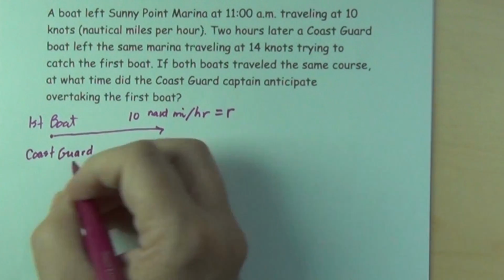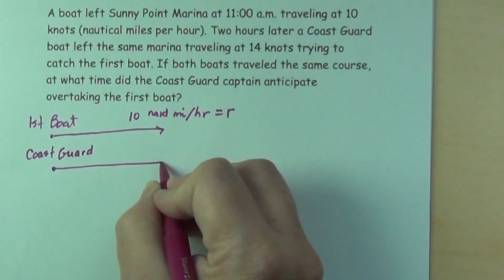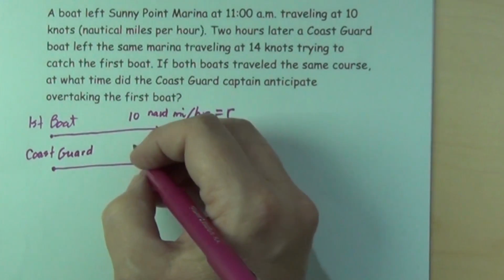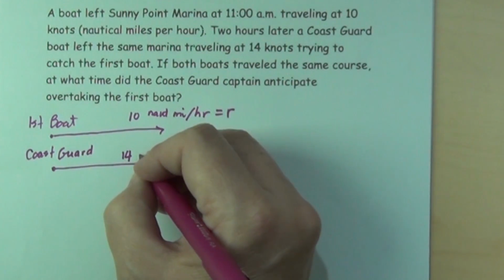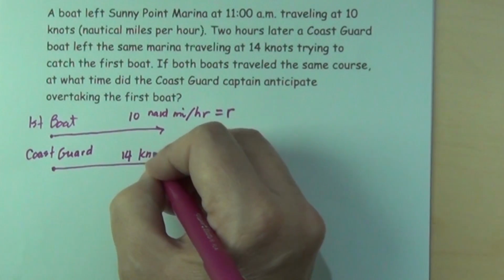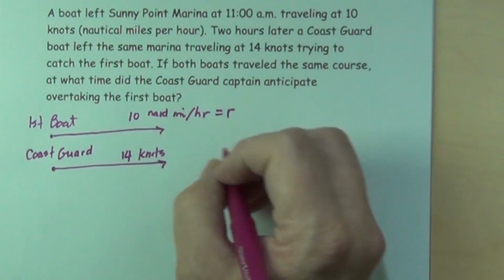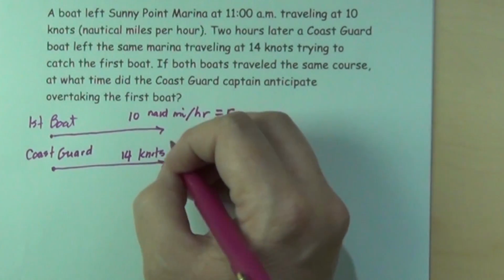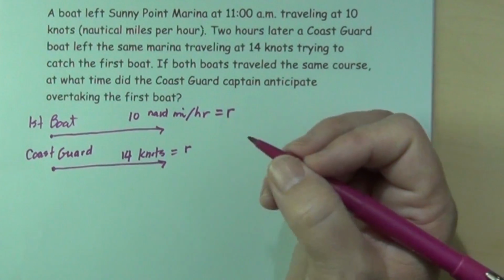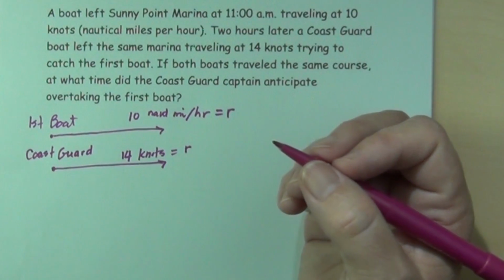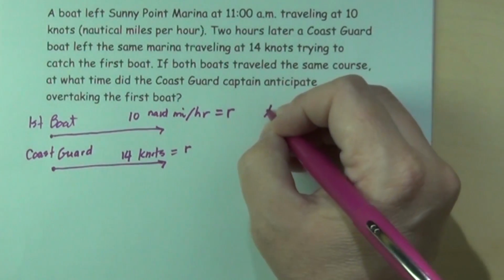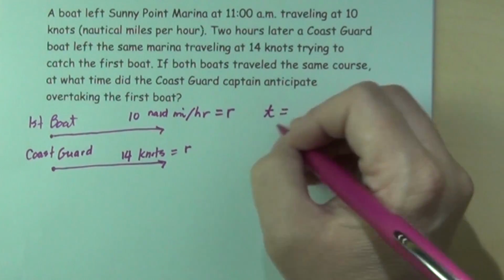The first boat may have done something bad. And the Coast Guard is traveling at a rate of 14 knots. Oh, sorry, knots, which is the same as nautical miles per hour. I'll just write those differently, but they're the same unit. And that's the rate. So these are both the rates. And the time traveled by the first boat will be t.